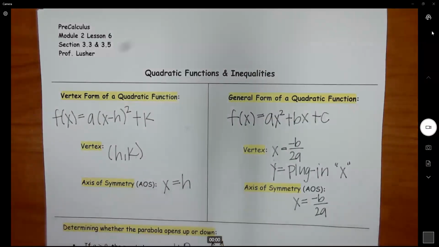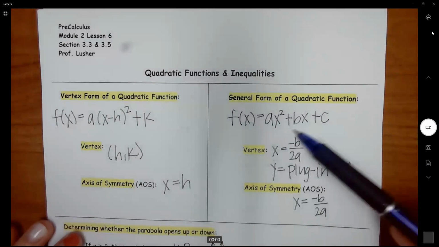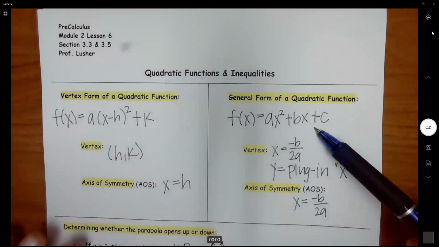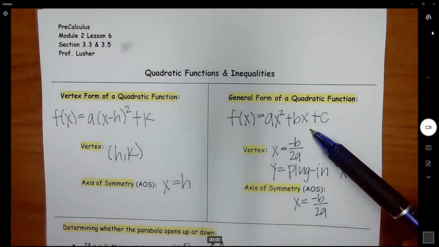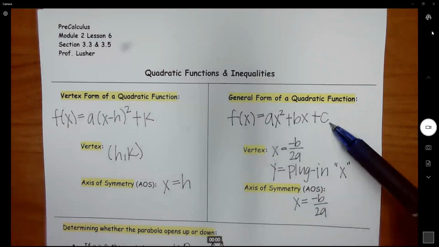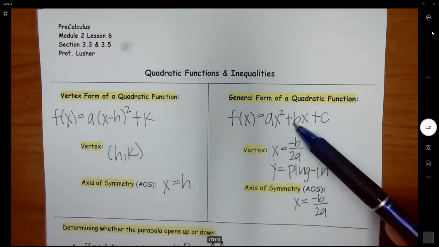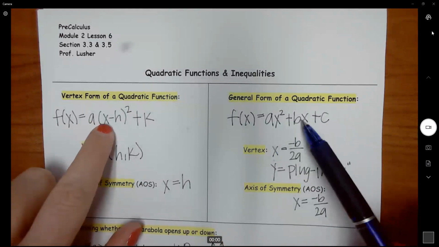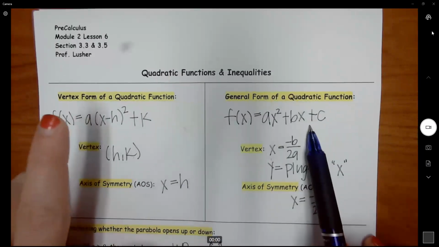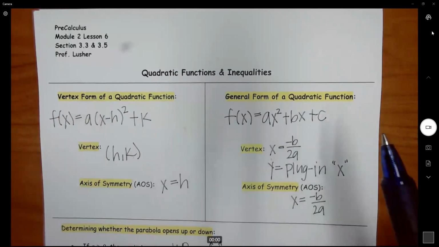When you're given general form, or what I call standard form, this is what we're used to. This is how we have quadratics when I want to use the formula, and what it needs to look like when it's factored: ax squared plus bx plus c. So you have parentheses, which is vertex form, versus no parentheses, which is general form.